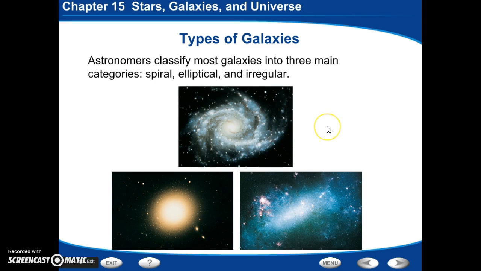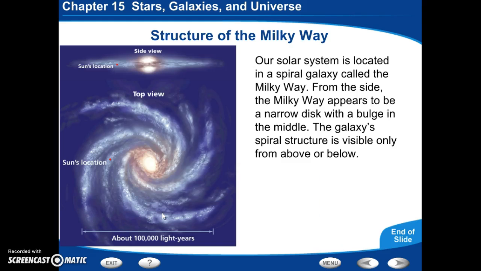There are different types of classification for galaxies. We have this one here. You can see kind of how it looks like it's spiraling down like a drain. That's a spiral galaxy. This is an irregular galaxy because it's just a blob or a cluster of stars. And this would be considered an elliptical galaxy because it looks somewhat spherical.